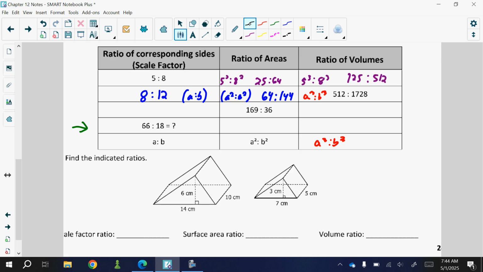Or in your calculator, if you allow it to simplify for you, you'll notice that basically the greatest common factor here is 6. We can take out a 6, and this is 11 to 3. So now this is 11 squared to 3 squared, so that's 121 to 9. And then this is going to be 11 cubed to 3 cubed. Okay, so that goes to 1331 to 27.